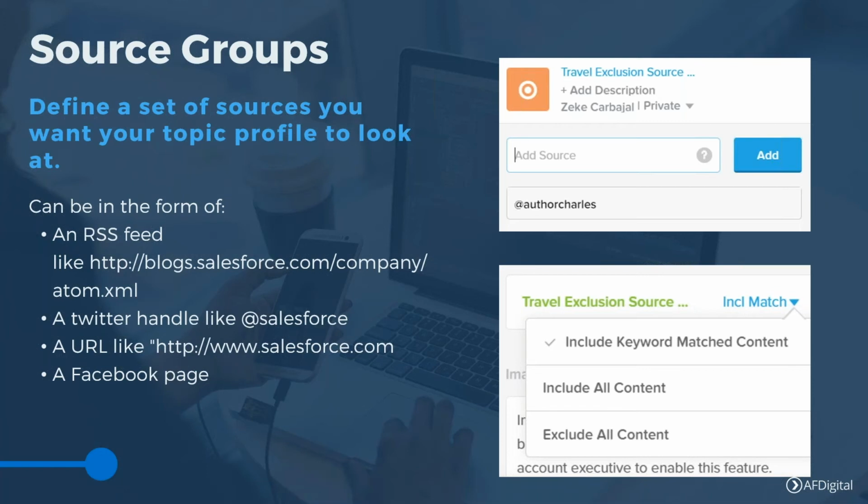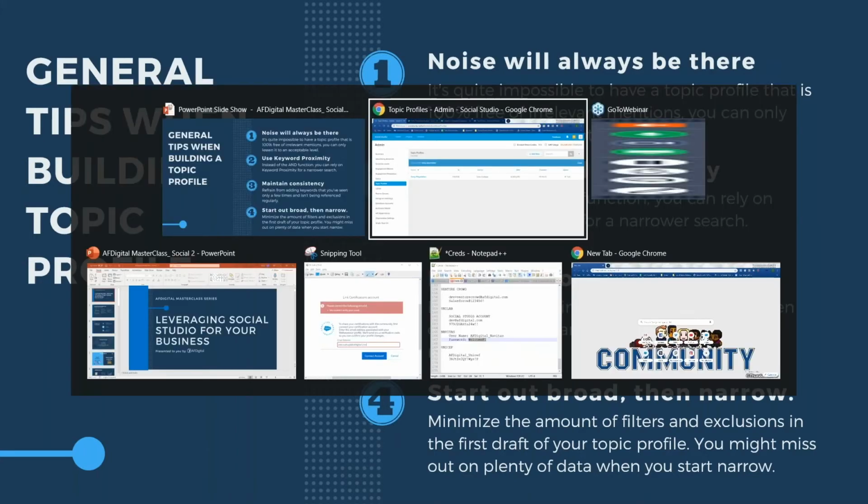And instead of excluding them, you can include all content or include only the keywords matched for your content. So anytime that these fan pages post something about you, it comes into the topic profile. Okay, so let's go over to the actual Social Studio.